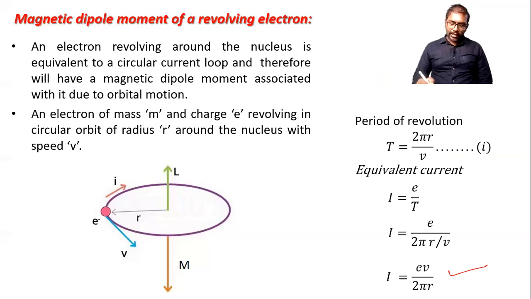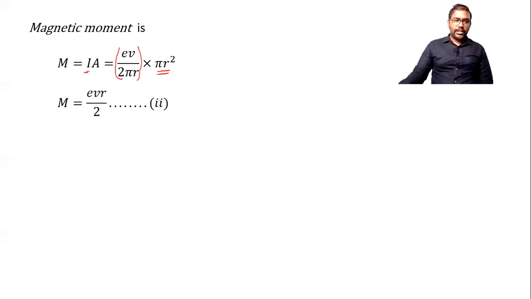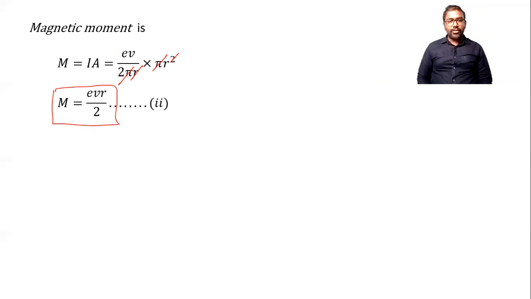This is the current. Now we have to substitute this current in the formula of magnetic dipole moment. Hence, the magnetic dipole moment is I into A. I is ev divided by 2 pi r, and the area A is pi r square. This is the magnetic dipole moment. Then pi and pi get cancelled, and one r gets cancelled. So we get the formula evr by 2. This is the final expression for the magnetic dipole moment of a revolving electron. In previous board exams, the question was asked: obtain the expression for the magnetic dipole moment of a revolving electron. Then you have to write up to this.